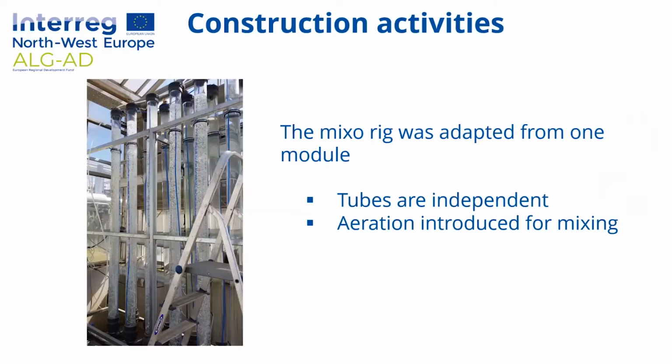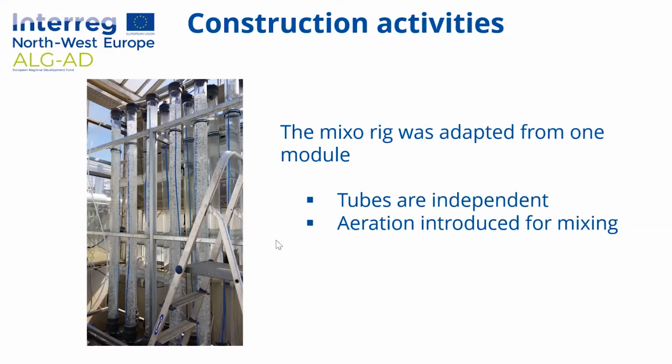The mixotrophic module, what we did there is we took one of the modules that we created and we took each of the tubes and essentially turned it into an airlift type reactor. So each of the tubes in the mixotrophic rig operated independently, and we just put a gas pump in there and aerated the tubes in order to create gentle mixing. So that's what you can see in the image on this particular slide.